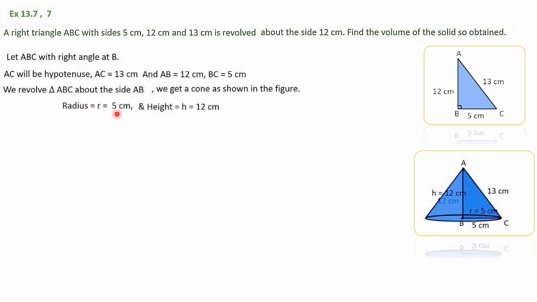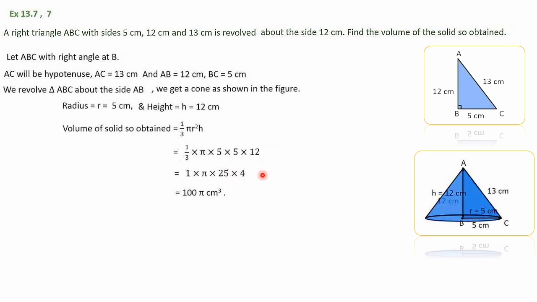So radius we have got 5 centimeter, height we have got 12 centimeter. Then we have both r and h, we can calculate the volume, 1 by 3 pi r square h, 1 by 3 into pi into r is 5, so 5 into 5, into h is 12. Then here 3 and 12 we can cancel, 4 times. And then balance is pi into 5 into 5 into 4. Pi we are not substituting here, just keep the same. Then 25 into 4 we will get 100 pi centimeter cube.